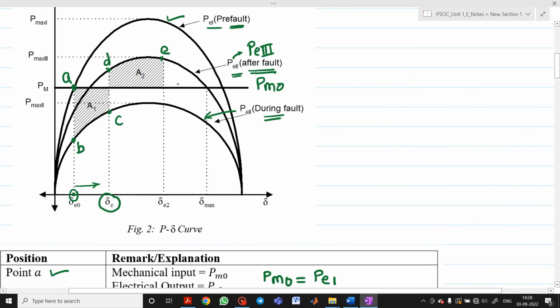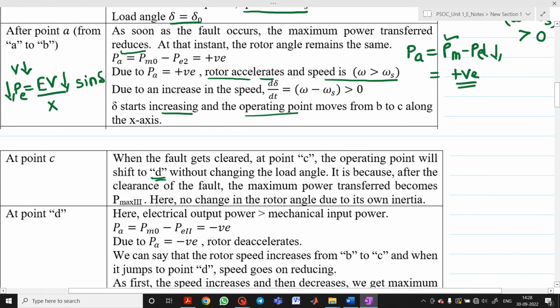Immediately, if you see from this point, it will go to point D. But is there any change in the load angle? No, there is no change in the load angle because it's a sudden change. Now after the clearance of the fault, the maximum power transfer, which was Pmax 2, will become Pmax 3.